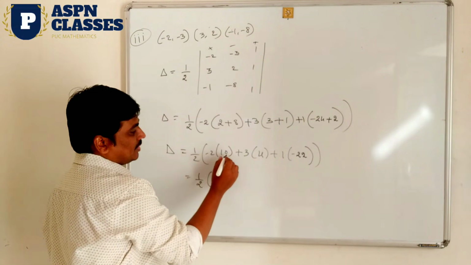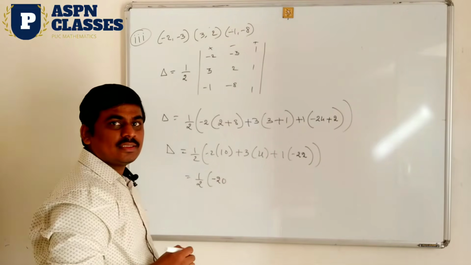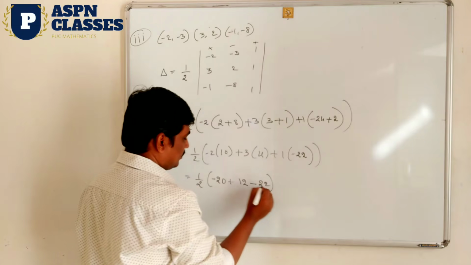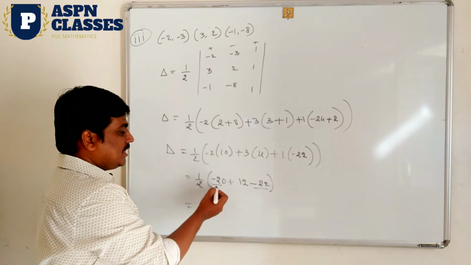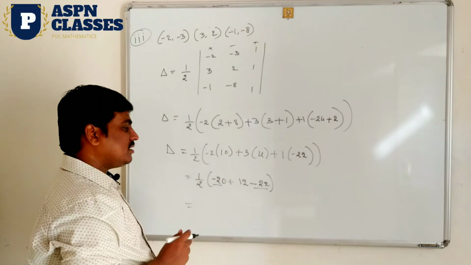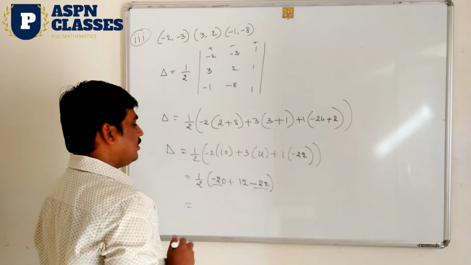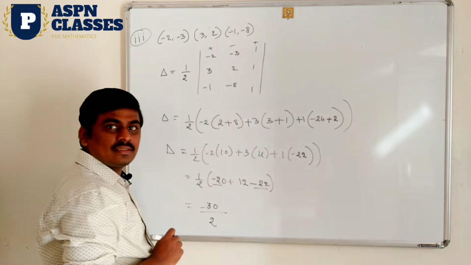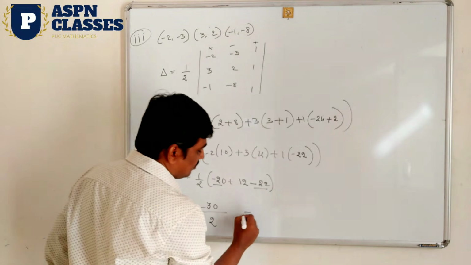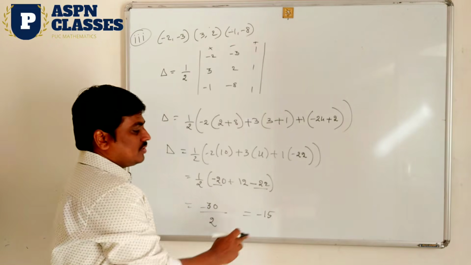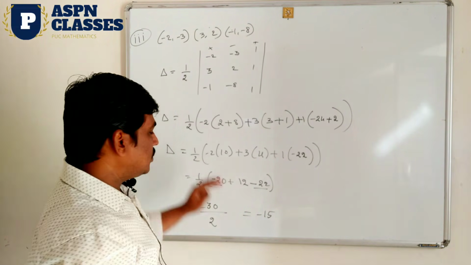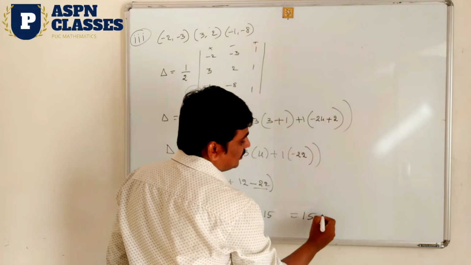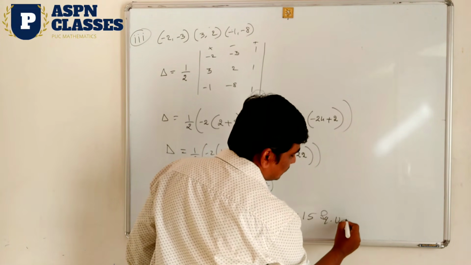1 by 2. So minus 2 into 10 means minus 20 is the answer, and next plus 3 into 4 is 12, and this is minus 22. Finally observe here, minus 20 and minus 22 is minus 42. Minus 42 plus 12, it means minus 30 is the answer. Simplify, you get minus 15. You are finding area, so you don't take negative values. The answer finally you have to write is the positive result, 15 square units.